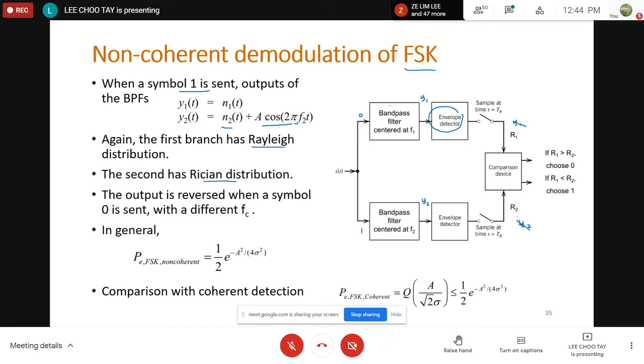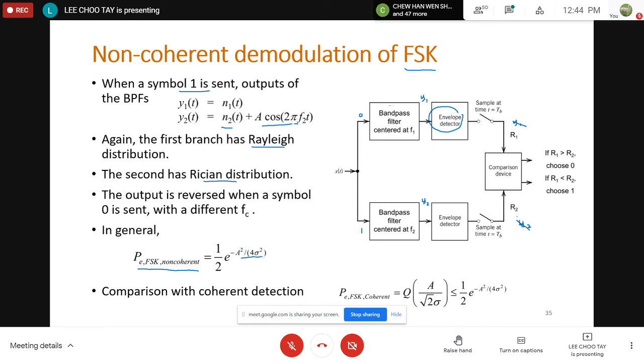The output is reversed when a symbol 0 is being sent. That means your Y1 will consist of noise plus the carrier component, and then Y2 will only have noise. So in general, the probability of error for non-coherent detection of FSK signal is half of e to the power of minus A square over 4 sigma square.